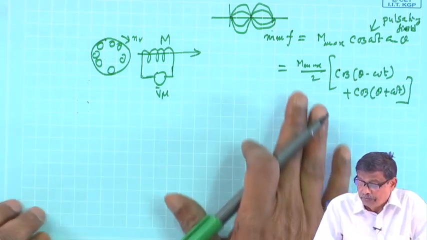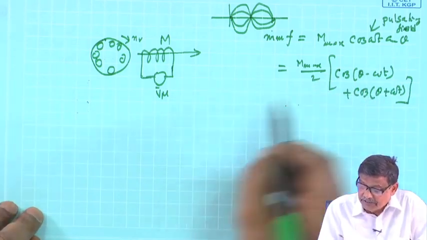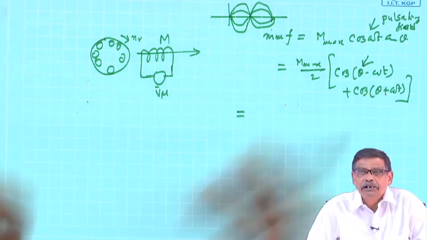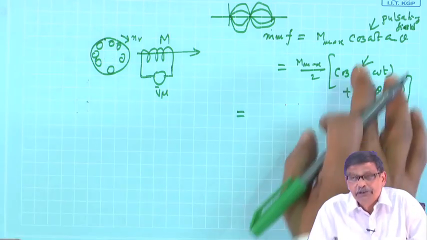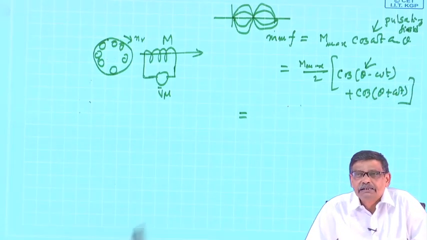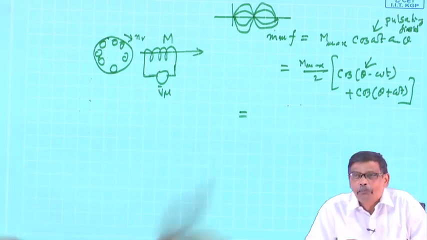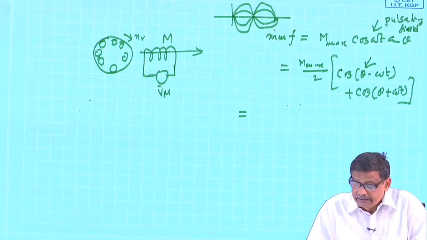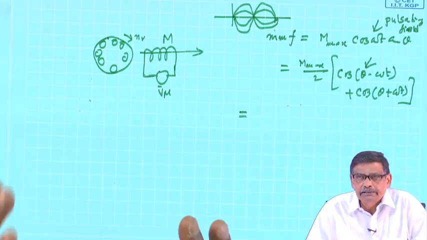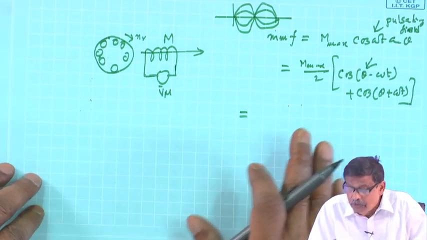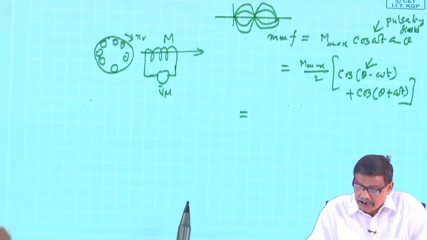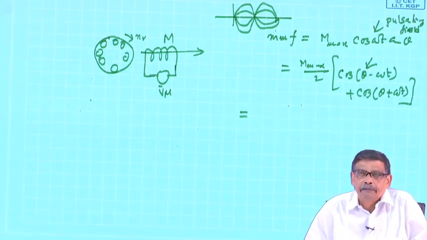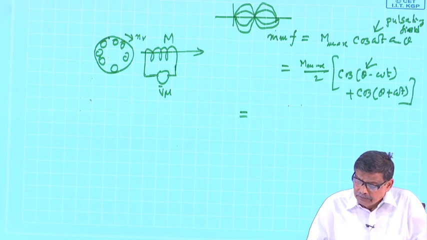So, here also I find, what are the individual terms? This term, cosine theta minus omega t, is a rotating magnetic field individually, and cosine theta plus omega t is another rotating magnetic field, but rotating in the opposite direction. Therefore, a single phase winding carrying a sinusoidal current will produce a standing pulsating wave, but I now know that a standing pulsating wave can be thought of as two rotating fields of equal strength moving in the opposite direction. So, that is fine.